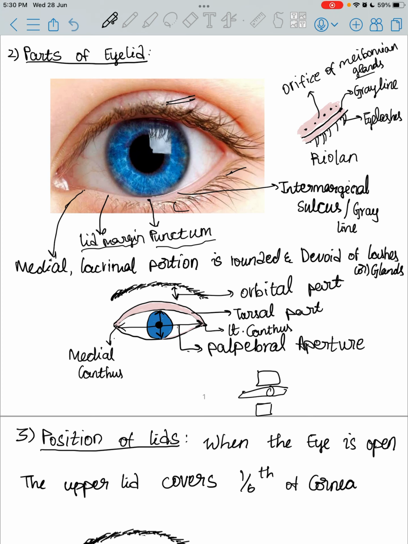And the important structure here is the tarsal plates. The tarsal plates are fibrous structures which support the thinnest skin present above the eyelid. In the first point, we discussed the parts of the eyelid, that they are the orbital part and the tarsal part. As we can see here, the orbital part is present between the eyebrow and eyelid, and the tarsal part is present in the upper eyelid.